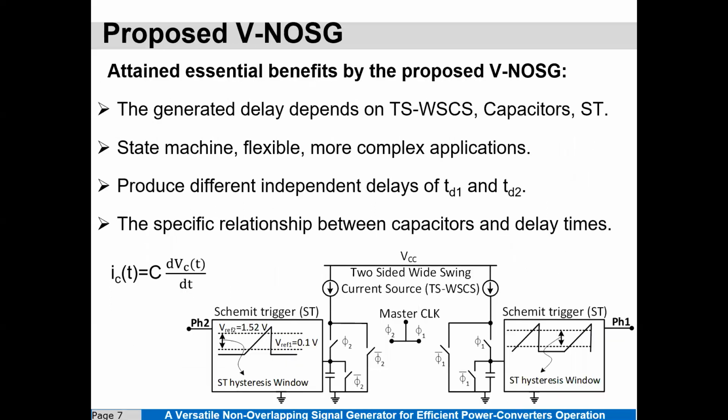The essential benefits attained by the proposed VNOSG are: first, in this circuit, the generated delay depends on the amount of current delivered by the two-sided wide-swing current source, the value of the capacitors, and the comparison levels of the Schmitt triggers. Therefore, by adjusting these three parameters, a long delay can be obtained, which is needed for high-voltage applications that involve large parasitic capacitance and inductance of power MOSFETs.